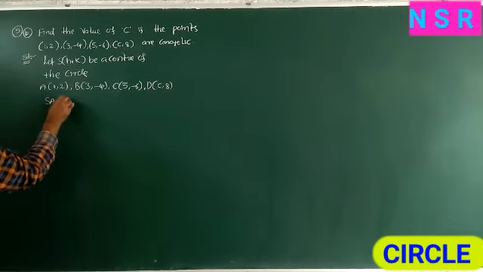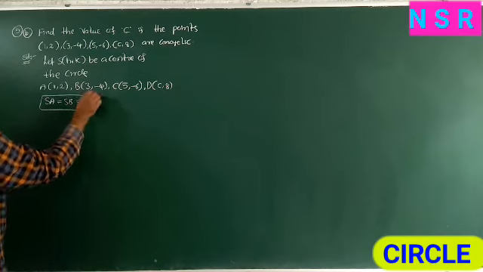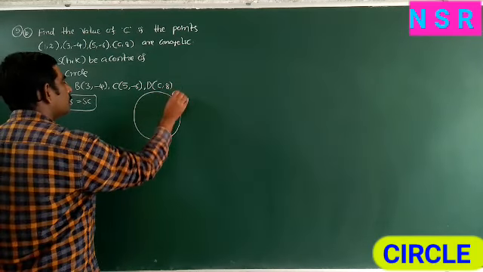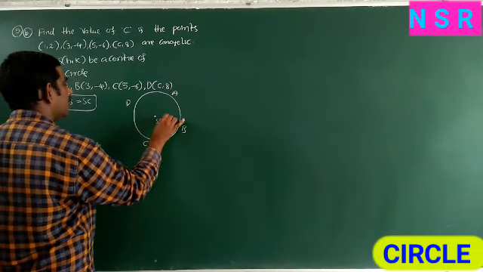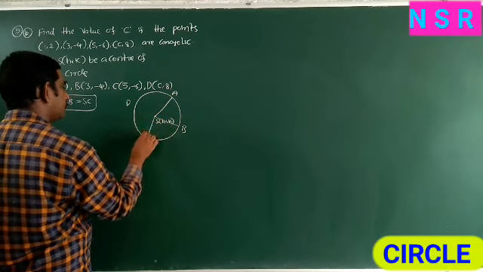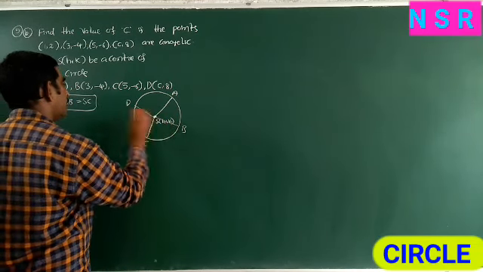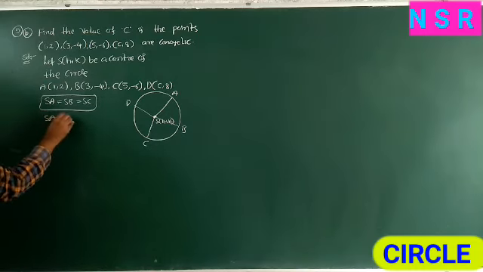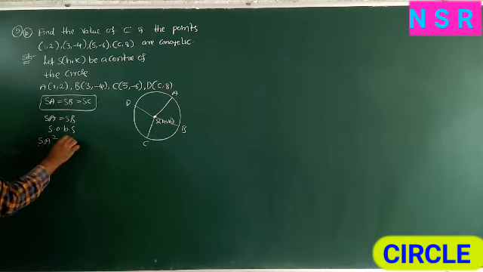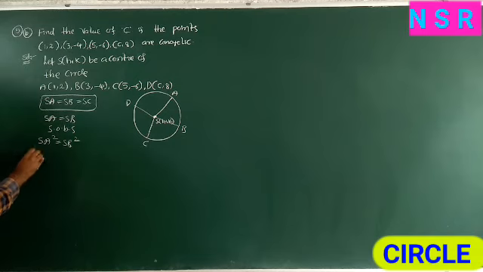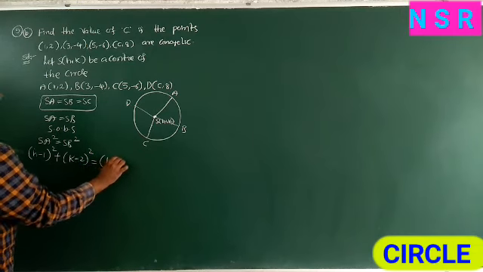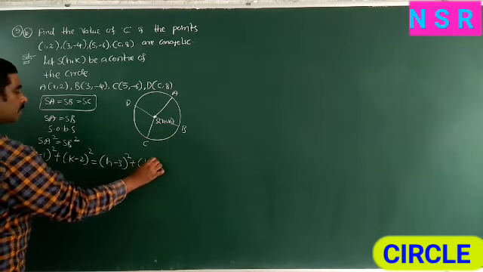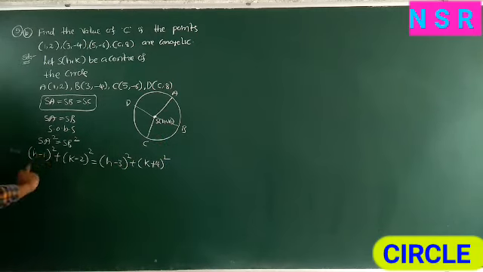So here SA is equal to SB is equal to SC. So 4 points passing through the circle. So this is S(h, k). Right. SA equal to SB, squaring on both sides. SA² is equal to SB². Now apply the distance formula. (h − 1)² + (k − 2)² equal to (h − 3)² + (k − (−4))², that is (k + 4)².